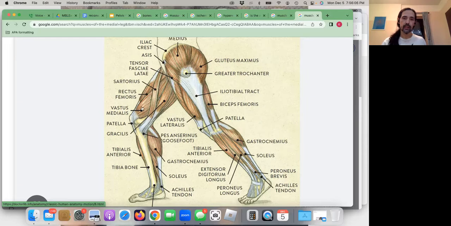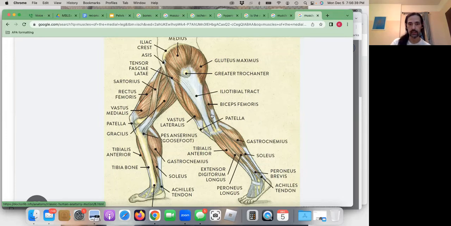On the other side of the leg, you have the vastus medialis and the rectus femoris. Here's the rectus femoris. On the other side of that is the vastus lateralis. You keep going laterally. Now you have the iliotibial tract or the IT band. And then behind that, you have the hamstrings. The first one on this diagram is the biceps femoris. The most lateral one is the biceps femoris.